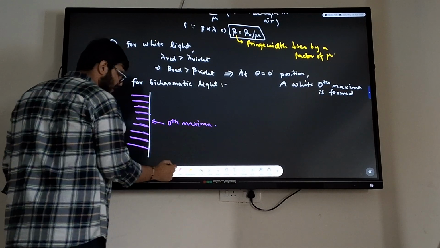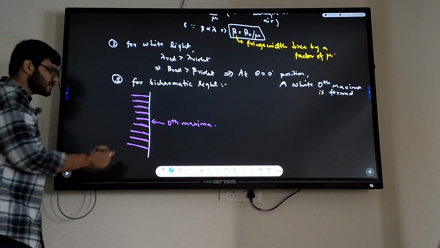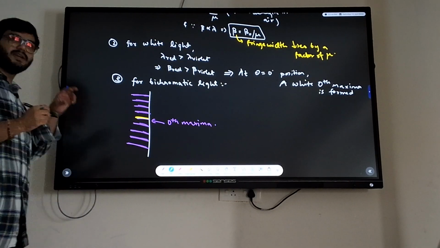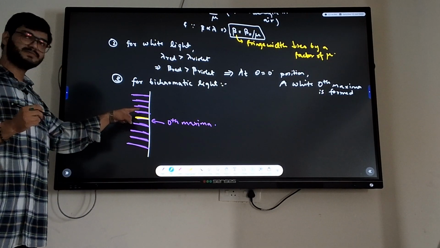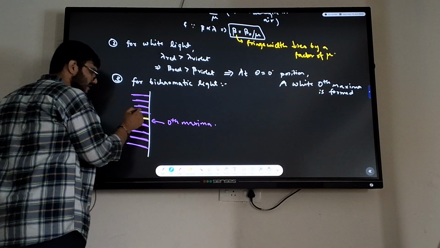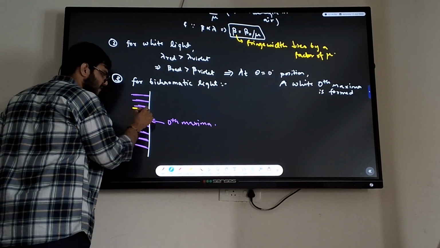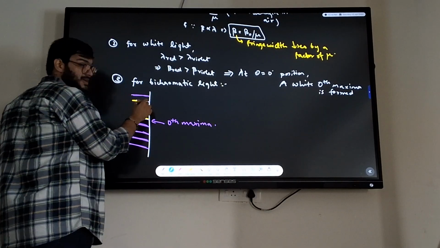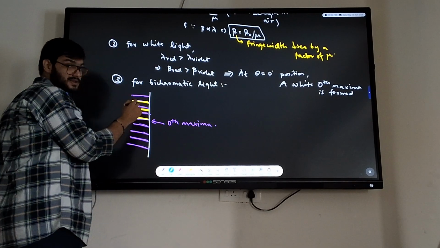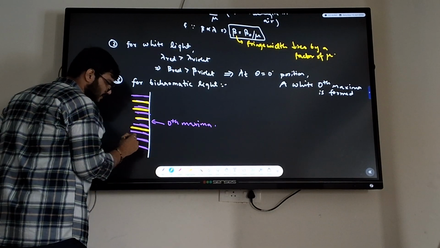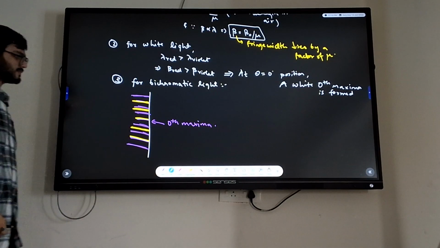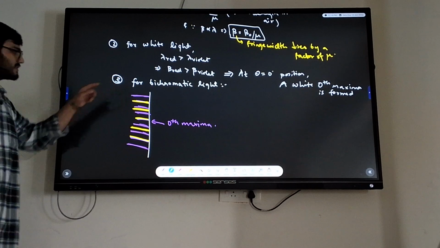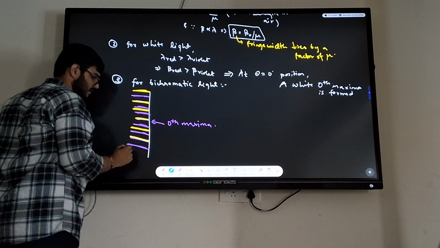What will happen for yellow? Yellow's 0th maxima will always be here as well. But now its beta is a little more than that beta. So its beta is a little more, that means its first bright may be formed here. And then its second bright may be formed here. Are you understanding? Its first bright is formed here and second bright is formed here. This is how the pattern will go, and then the third bright may be formed here.